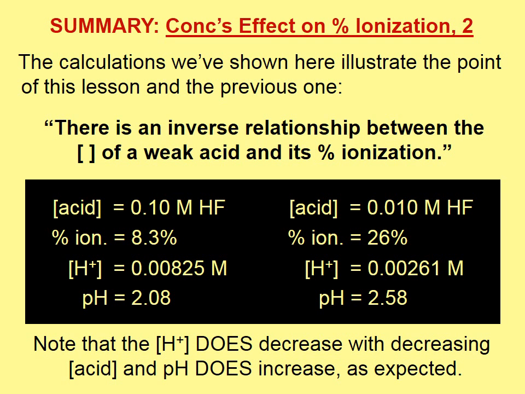Let's summarize. The calculations we've shown here illustrate the point of this lesson and the previous one, and that is, there is an inverse relationship between the concentration of a weak acid and its percent ionization. In this black box here, you can see we've summarized our results from this lesson. On the left, we have the more concentrated acid, 0.1 molar. On the right, we have the more dilute acid, the one that's more watery. And you can see that as the concentration goes down, the percent ionization goes up.